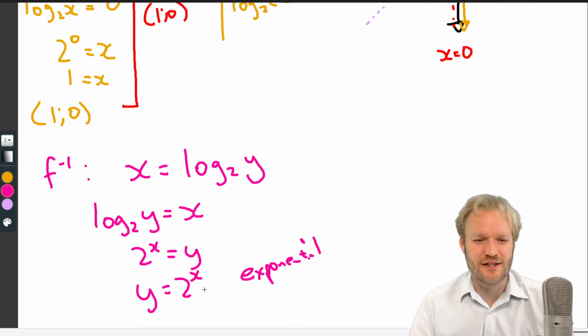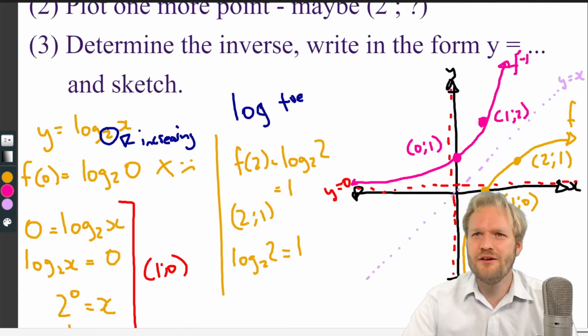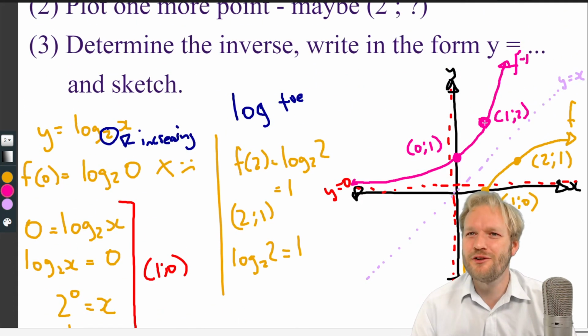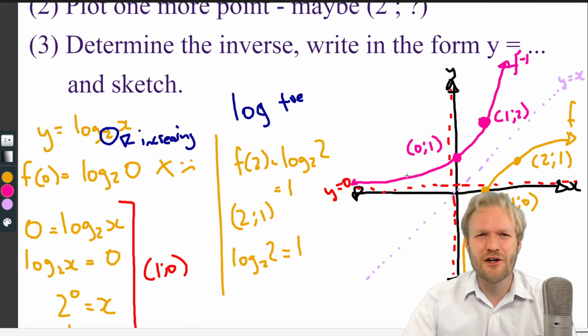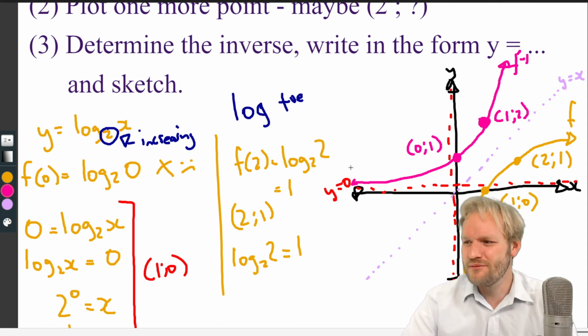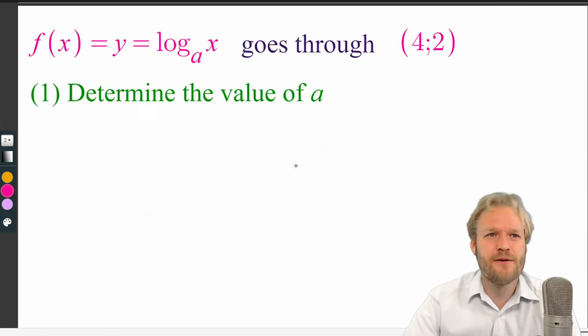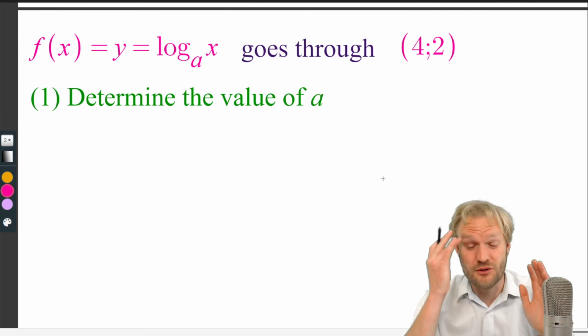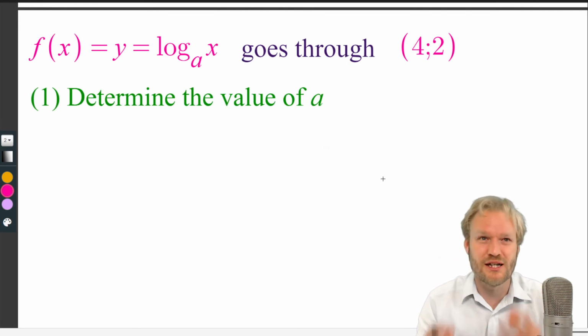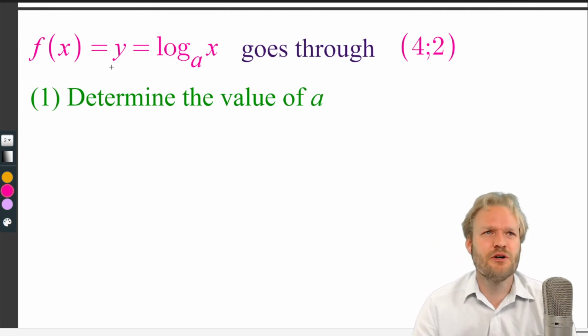It's 2 to the x. It's increasing. Oh, that looks like that exponential. Maybe you saw that earlier. Come on. But there we go. So that's our kind of process. So let's do this with a couple more, and we'll go a little bit more speedily now that we've built up our nice foundation. So we've got f of x equals y equals log base a of x.